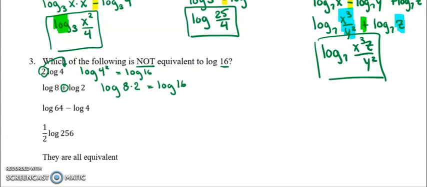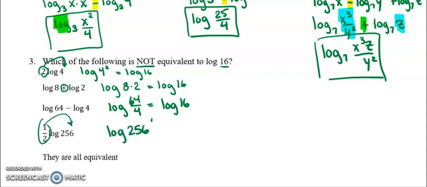Not it. Here we've got subtraction. Subtraction comes from division. So we'll have 64 divided by the 4. 64 divided by 4 is 16. Not it. And then we've got this one here. We'll put the 1/2 up as the exponent.